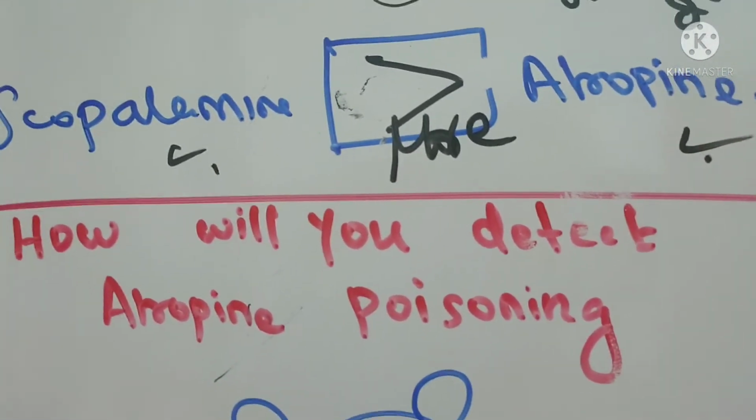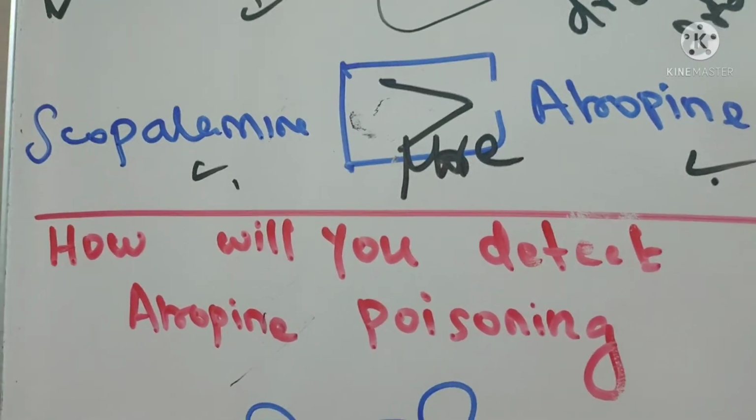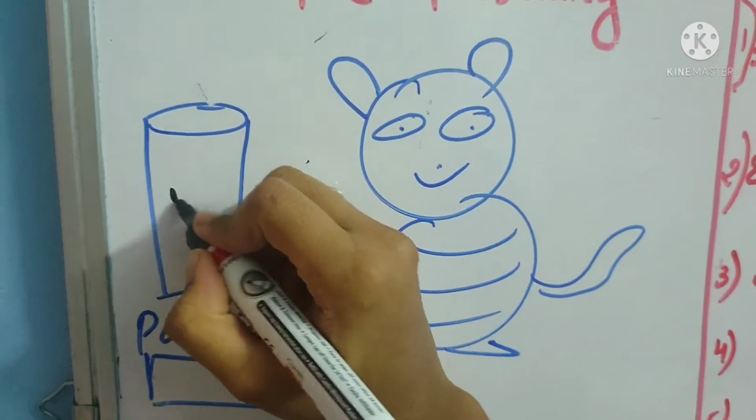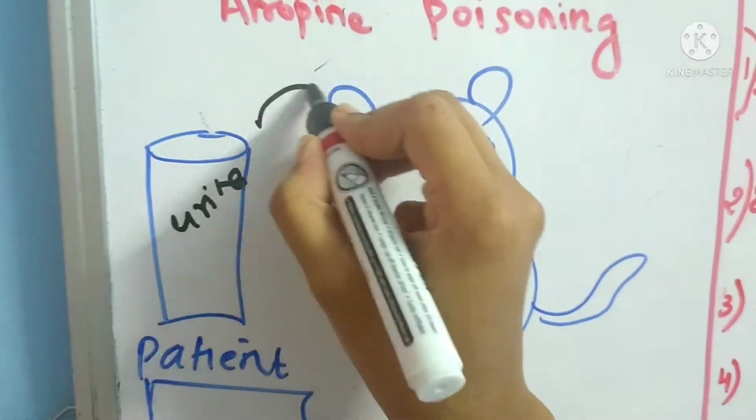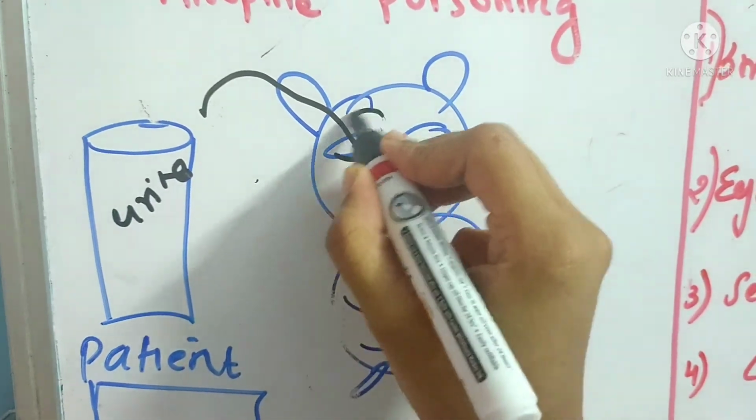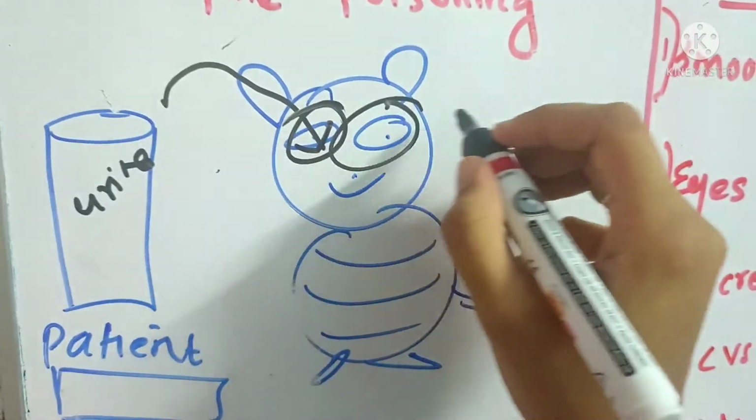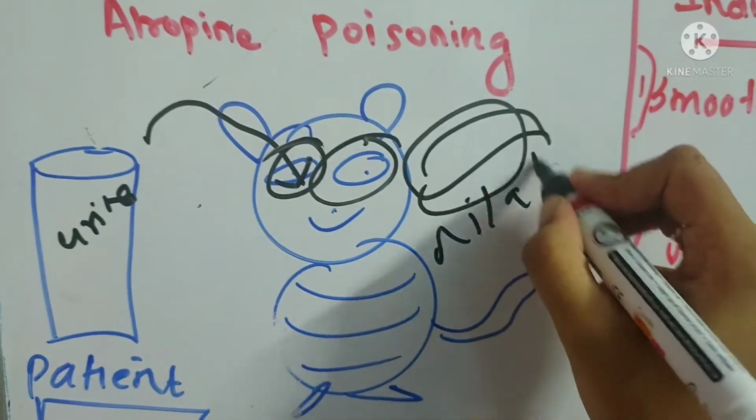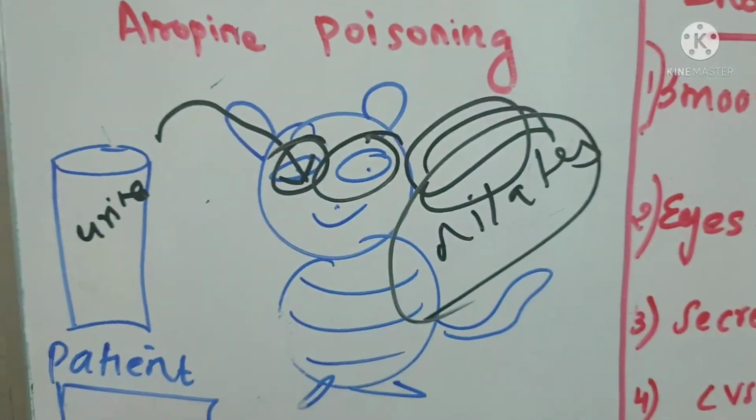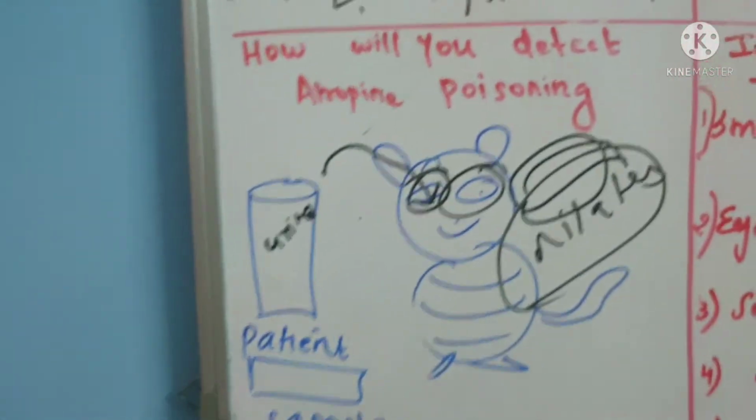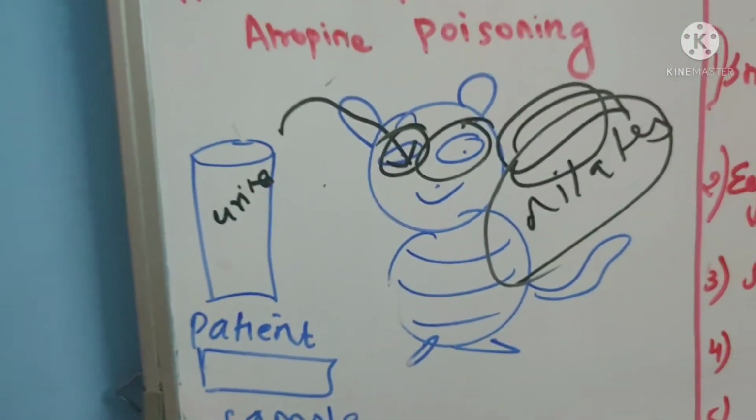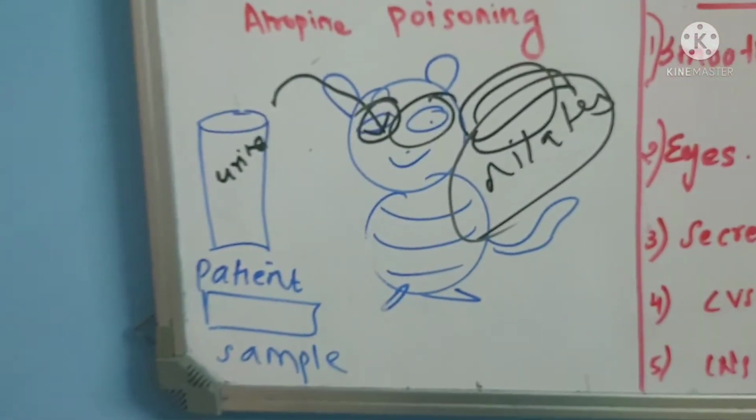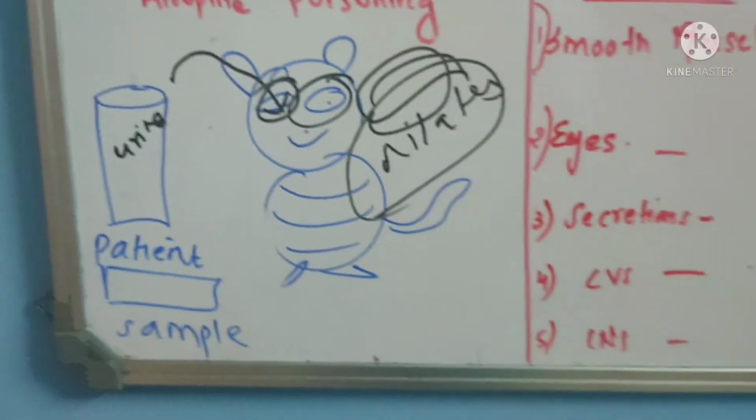And how will you detect atropine poisoning? How will you know that the patient is poisoned with atropine? By taking the patient's urine sample and putting it in a cat's eye. The cat's eye dilates. This is how you will find it's an atropine poisoning. Not in every case does dilation of the pupil occur. In some cases you have to identify by using the characteristics of the patient, like CNS effects.